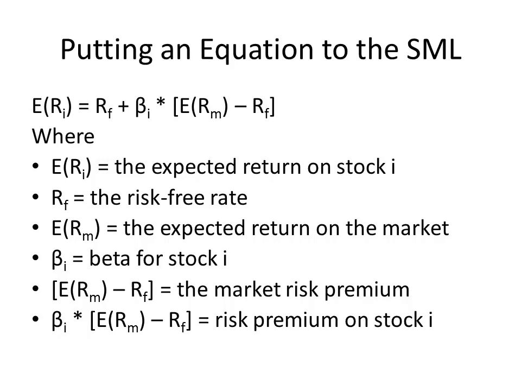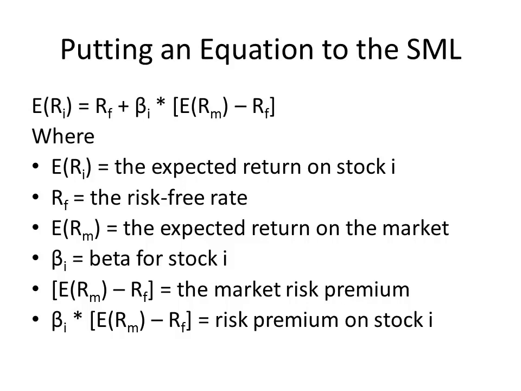And so what we have here is the expected return on security I, in other words, a stock, is equal to the risk-free rate plus beta sub I, that's the beta on stock I, multiplied by, and then we have the square brackets, and inside the square brackets are expected return on the market minus the risk-free rate.